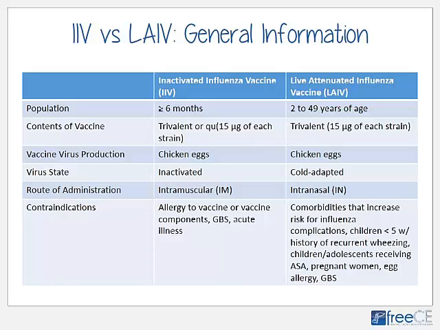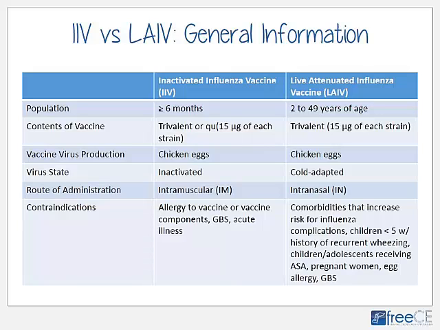From a content standpoint, actually these are a bit different now. Our inactivated influenza vaccine product can either be trivalent or quadrivalent, whereas our live attenuated influenza vaccine product is only available now as a quadrivalent vaccine product. We'll talk a little bit more about the difference between trivalent and quadrivalent next.